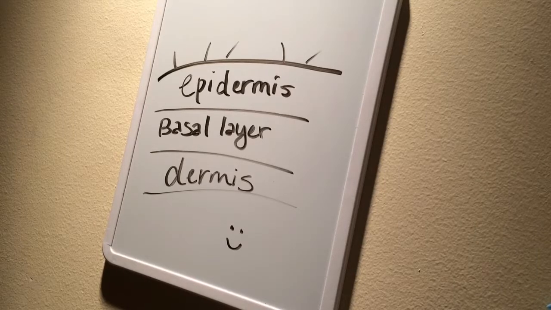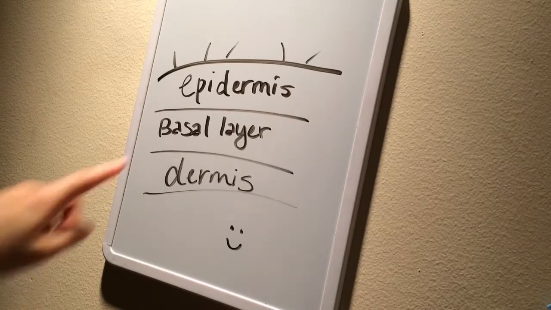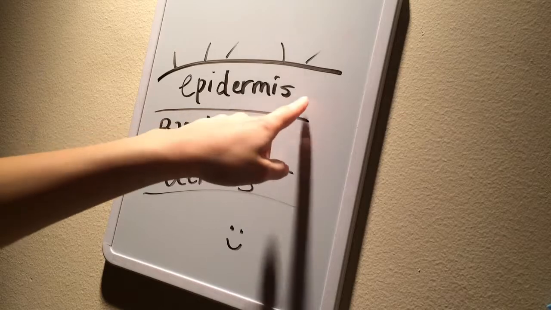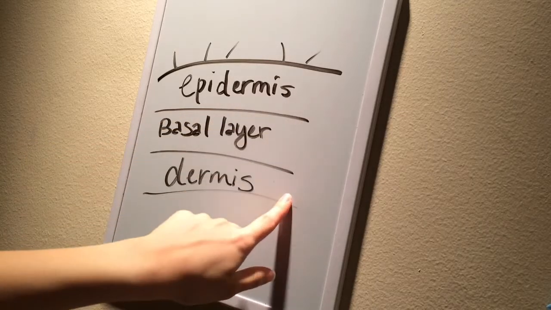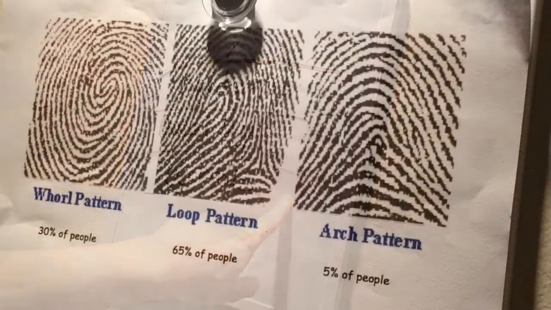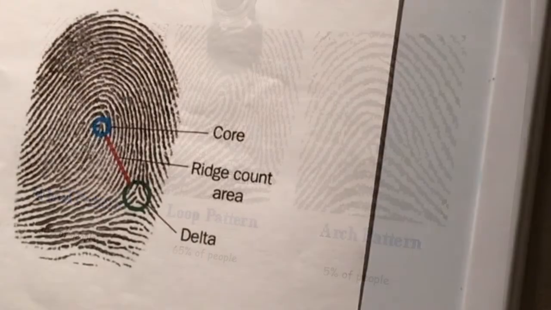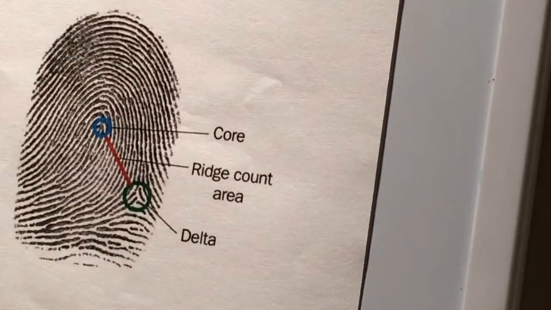Skin consists of three layers: the outer epidermis, the middle basal layer, the inner dermis. The middle or basal layer grows faster than the layers above and below it, which causes the basal layer to fold and form intricate shapes. The three basic shapes are arch, loop, and whorl. The arch shape is present in about 5% of the population, loops are about 65% of the population, and whorls are about 30%.